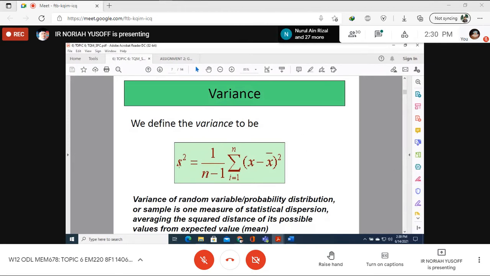So in this case S squared is equivalent to 1 over n minus 1. Okay, it's a summation of the x minus x bar value. Maybe in this form it is a bit difficult for you to understand. Later when we do an example, it is much easier for you to grasp the ideas.